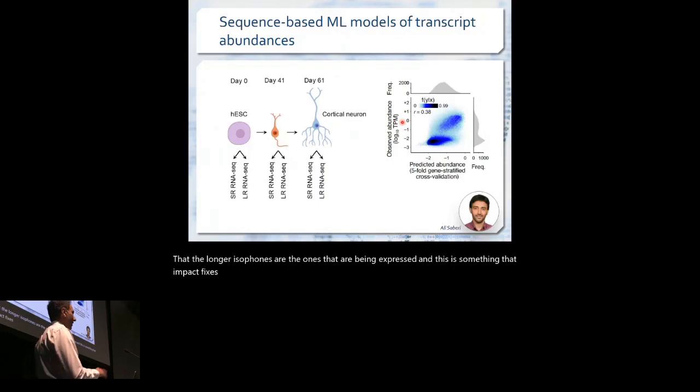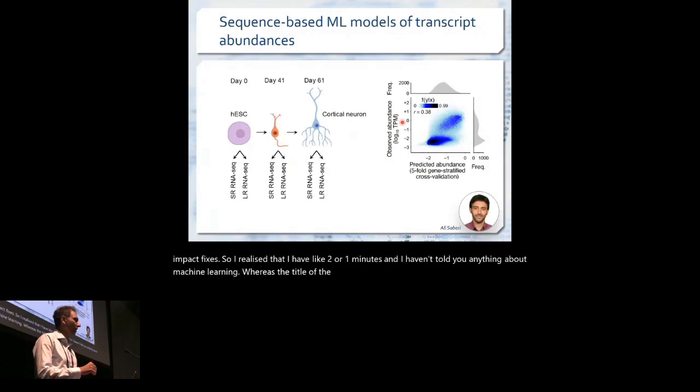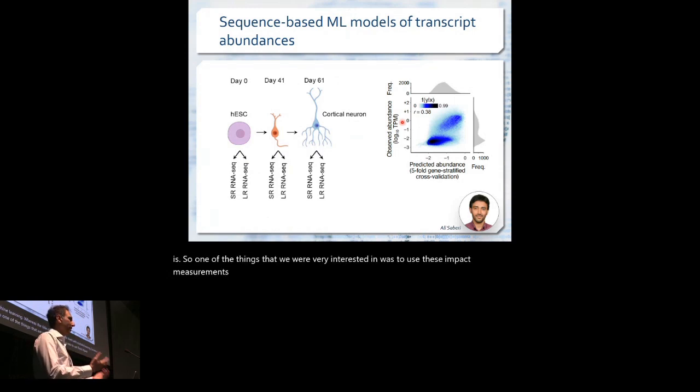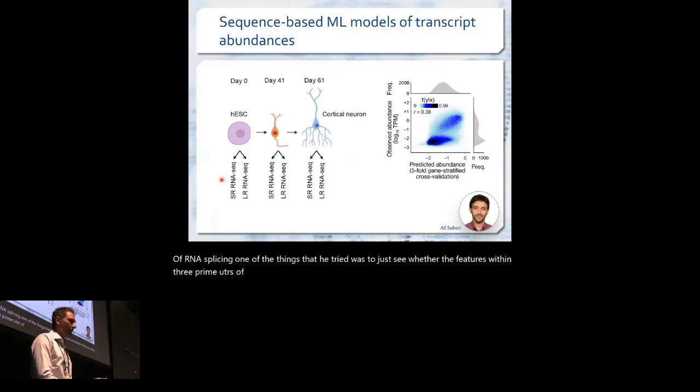So I realized that I have like two or one minutes, and I haven't told you anything about machine learning, whereas the title of the talk actually starts with machine learning. So here it is. One of the things that we were very interested in was to use these MPACT measurements to study the sequence determinants of isoform abundance in neuronal systems. And this is the work that is done by Ali in my lab. He's very interested in machine learning modeling of RNA splicing. One of the things that he tried was to just see whether the features within 3' UTRs of RNAs can predict RNA abundance in these neuronal tissues.